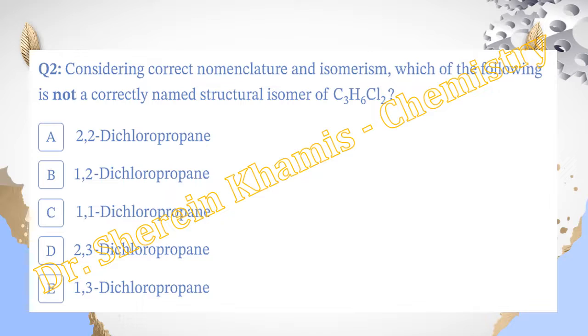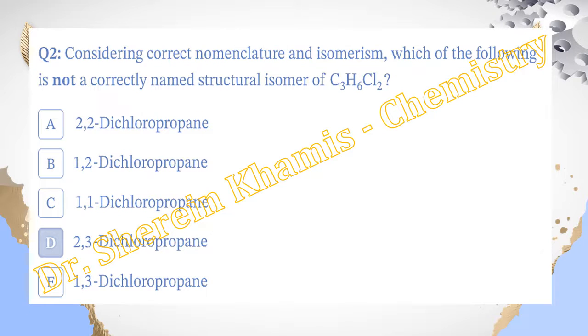Dichloropropane, we have 1 and 3, both on the terminal carbon atoms. But the different one here, which is not a structural isomer, is 2,3-dichloropropane. If we arrange the chlorine on the 2 and 3 carbon atoms, they do not make a structural isomer, as the main structure of carbon is a straight chain, and it will be affected. So the right answer, the incorrectly named structural isomer, will be letter D, 2,3-dichloropropane. Let's go to question number 3.